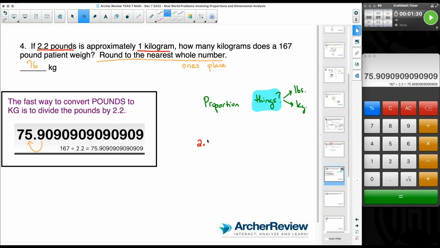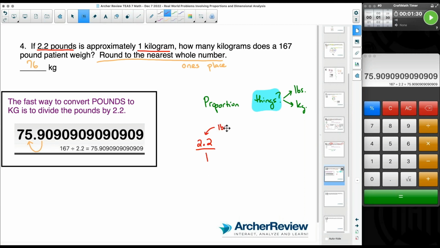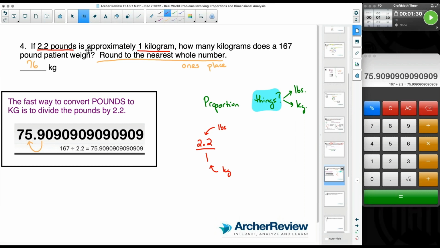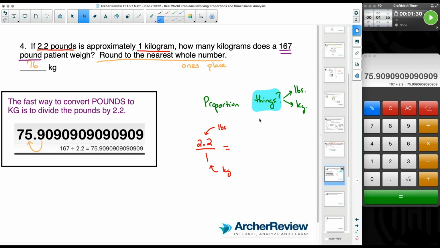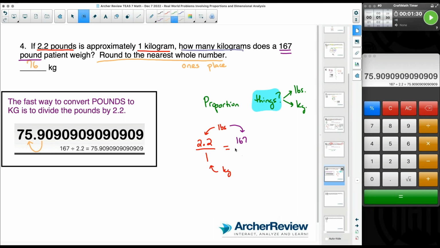So there's nothing wrong with me doing it the same way I've done it all night. I'm gonna put the 2.2 over 1. The 2.2 represents my pounds. The 1 represents the kilogram, according to that sentence. You did not have to put it in this order. Equals, where does the 167 go? The 167 is how much the patient weighs in pounds, so I'm gonna keep that at the top since I had pounds at the top of my first fraction. And the question says, how many kilograms does that patient weigh? That's gonna be the bottom piece that we're looking for.